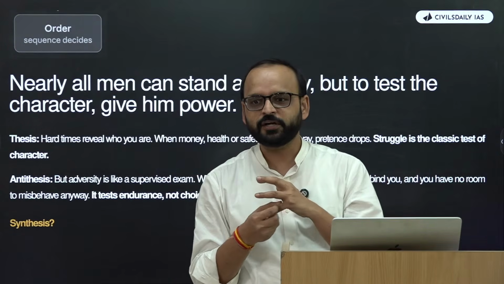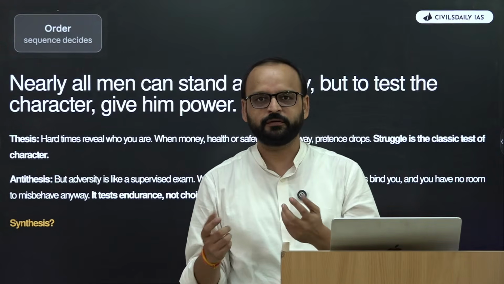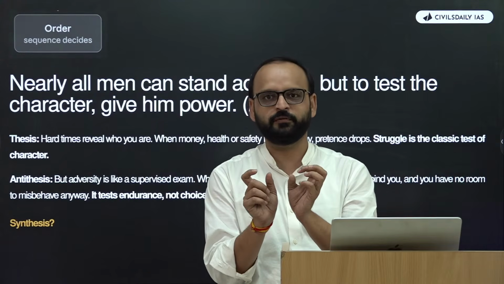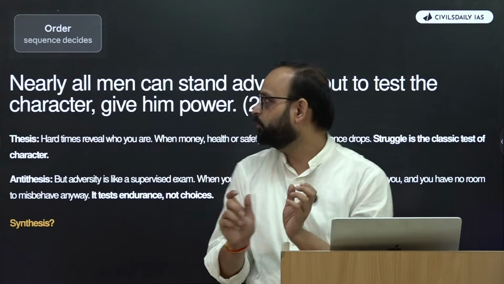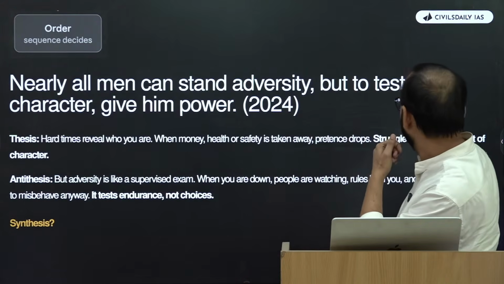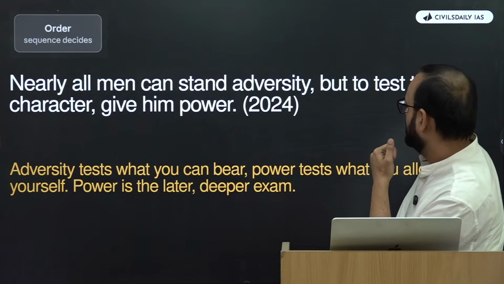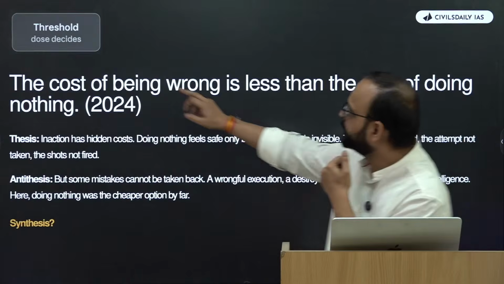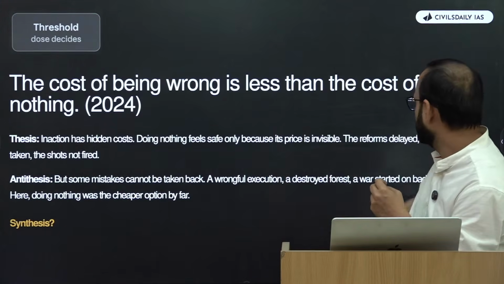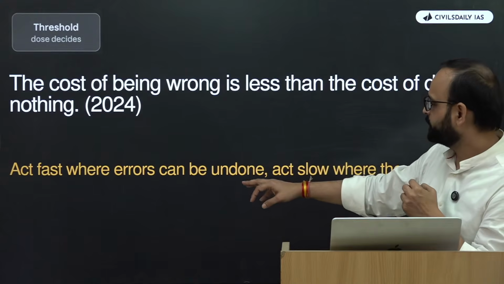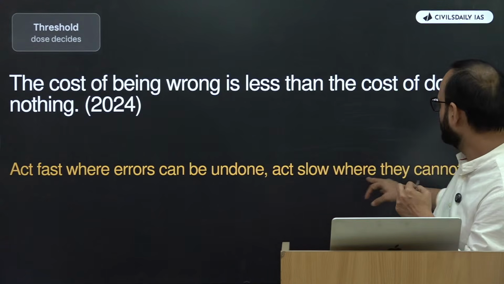But the problems which are twin door problems, you act fast. Don't make time a variable between your action and your thinking and execution. That is the threshold. So when you have to synthesize, then you have to talk about this: act fast when errors can be undone and act slow when they cannot be.